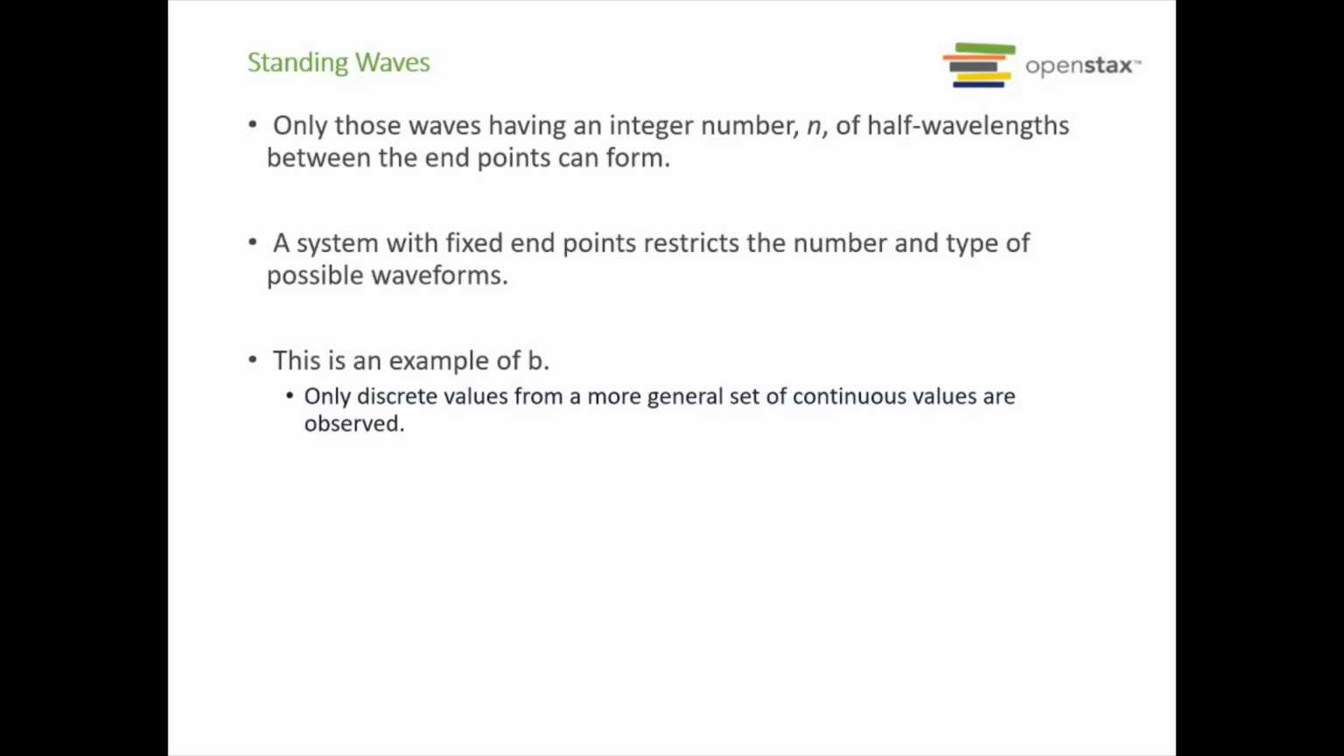So only waves that have an integer number, that we're calling n, of half wavelengths between the endpoints can form. So these are integer numbers. Integer meaning 1, 2, 3, 500, 250. And if you have fixed endpoints, then the number and the type of waveforms is fixed. There's only so many things you can make. It restricts what you can do.